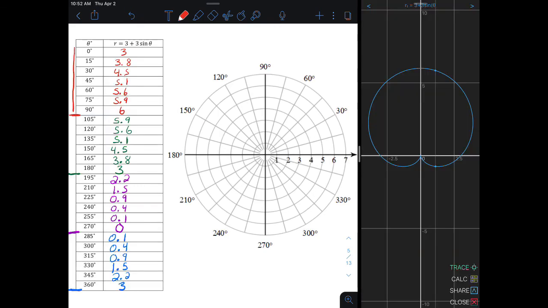All right, now that we have our table filled out, I'm going to work my way through my color-coded areas, and we're going to start graphing them, making sure not only that we plot the points, but that we indicate direction as well. And now we have completed the graph of this polar curve.